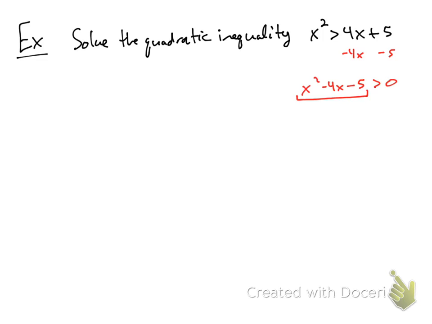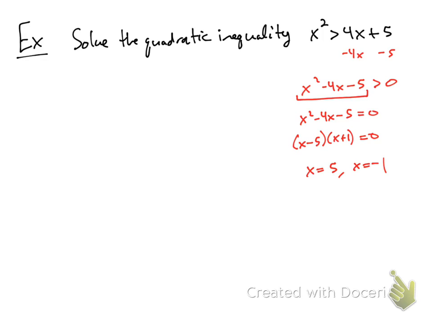Now, to do this, we want to find out when this quadratic equals 0. So to find out when this equals 0, I'm going to set it equal to 0 and solve this equation. I can solve this by factoring: x minus 5, x plus 1. So I get x is equal to 5, x is equal to negative 1. What that tells us is those are the values when the quadratic is equal to 0.